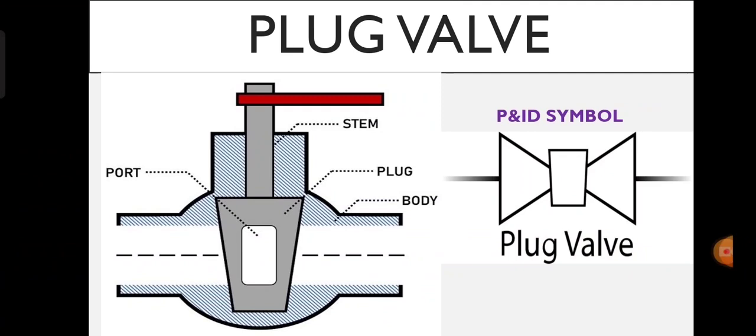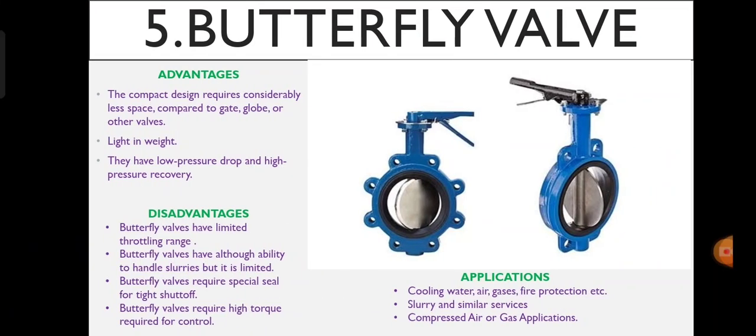So here you can see the plug valve P&ID symbol and the design of the plug valve. There is a plug inside the valve body, which rotates. Now the last valve is the butterfly valve.